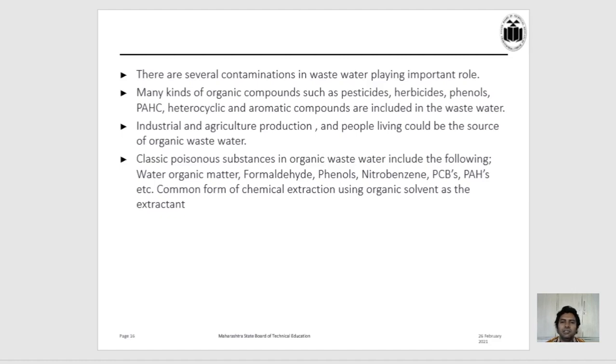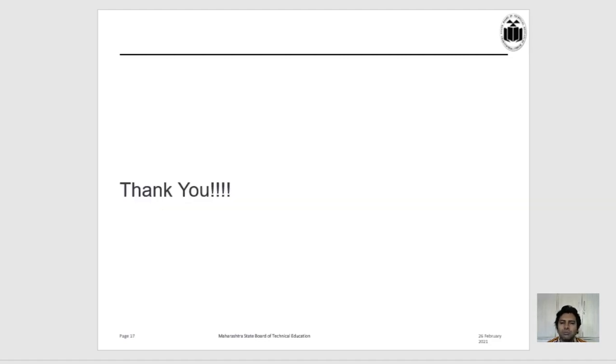There are several contaminants in wastewater, and these different wastewater components can also be removed by using extraction. This was the short lecture on the different types of extraction equipment. In this way, we have covered the mixer settler, the rotating disc contactor and the spray column. Many other types of liquid extraction equipment are also available, but as far as your syllabus is concerned, only these three are the major ones.